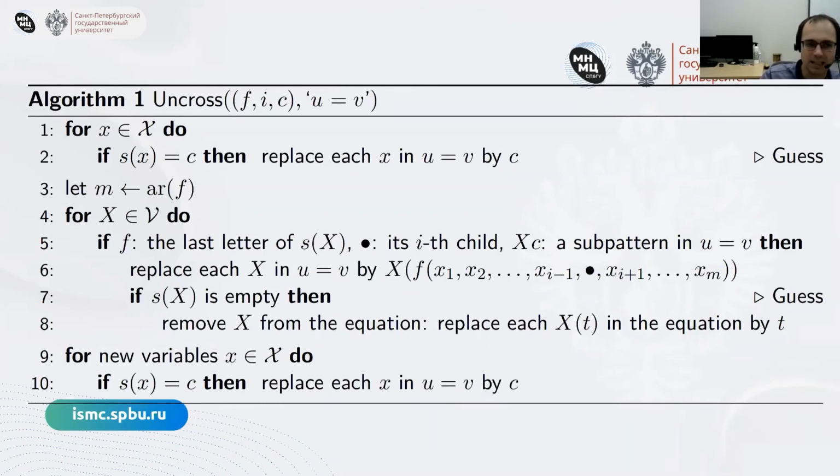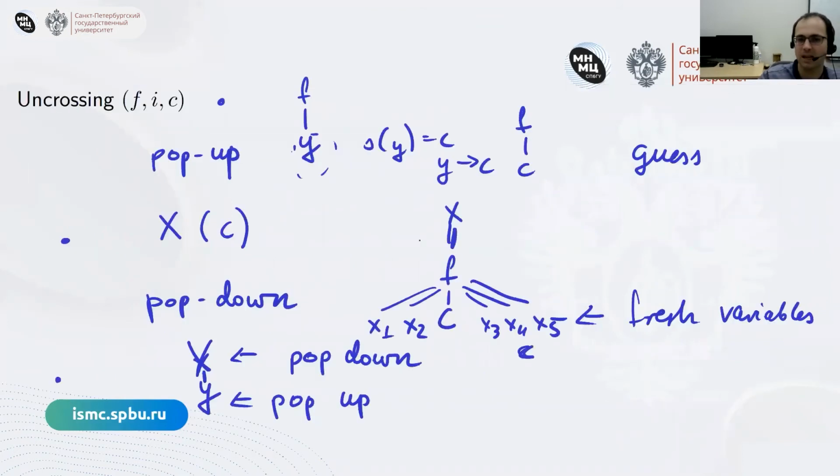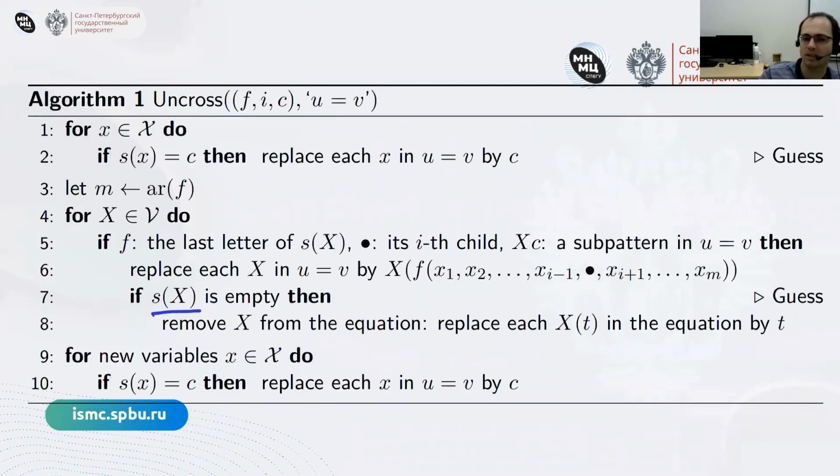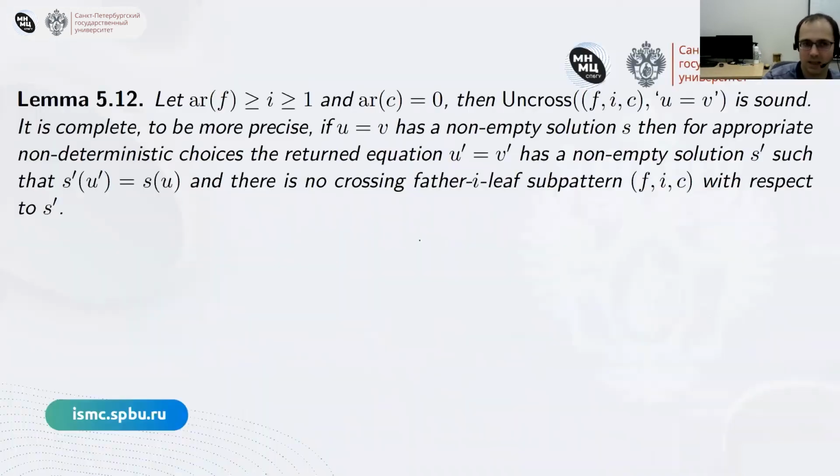There are some margin cases, like if the substitution for the variable is empty. So if this f here was the only letter and now x just returns its argument, then we should remove this x, and this is again done by non-deterministic guess. Every decision here is done by the non-deterministic guess. So whether the substitution for the term variable is c, whether indeed we should pop down from this x, this is a non-deterministic guess. And whether this x is empty, then again, this is a non-deterministic guess, and whether those new variables are also c's, then this is still a non-deterministic guess.